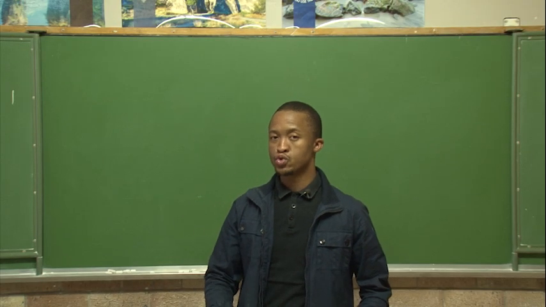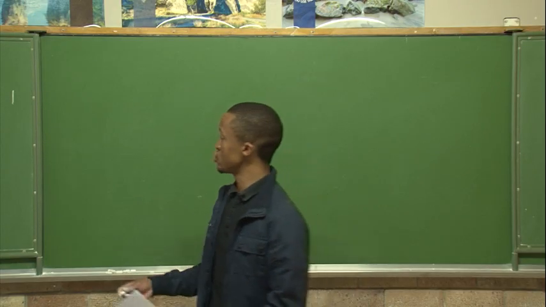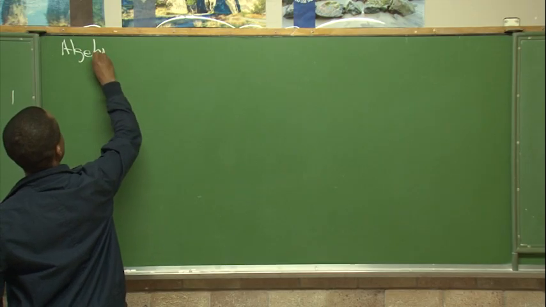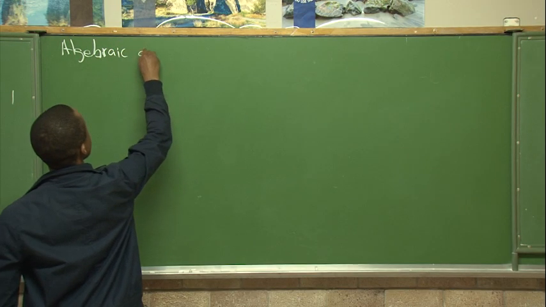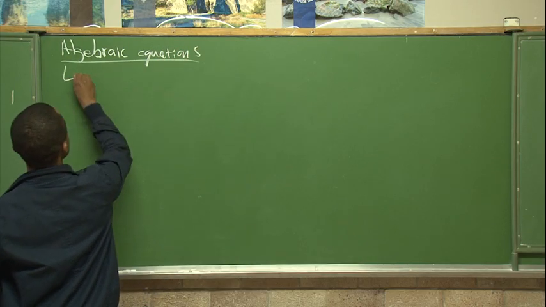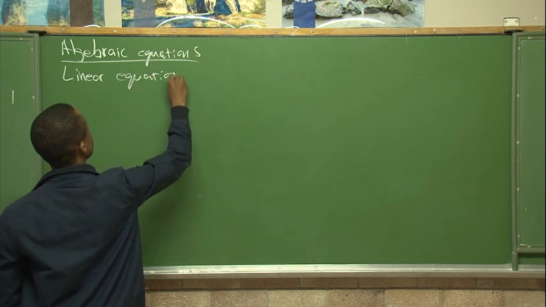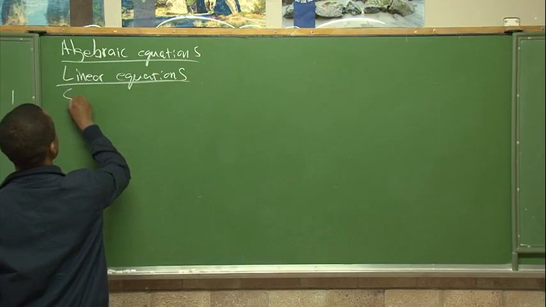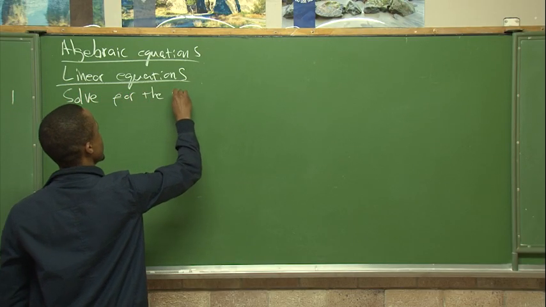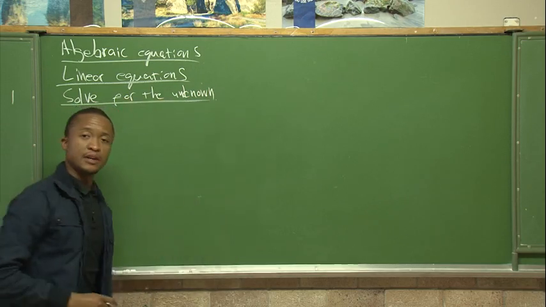We're first going to apply the distributive law in order to solve for equations. So we're still busy with algebraic equations, and we're still busy with linear equations. Now, still solving for the unknown. And the unknown simply means the variable in the equation.